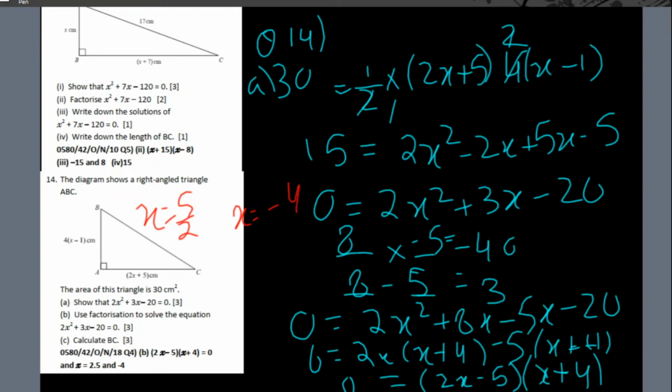So we need the length of BC. For that, we first need these lengths. This length will be 4 times, 4 over 2 came out to be 2.5, so 2.5 minus 1. This becomes 1.5, and 1.5 times 4 is 6. So this length becomes 6, and this length becomes 2 times 2.5 plus 5. So this length becomes 10.